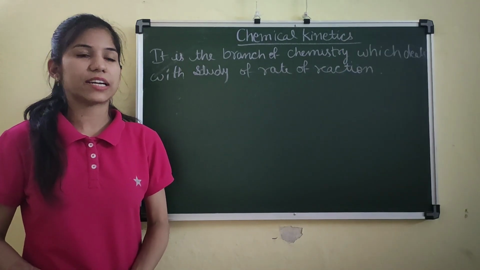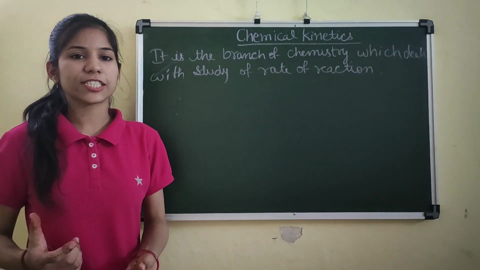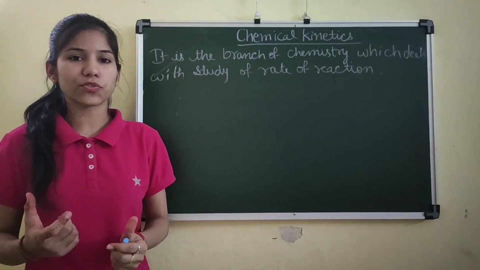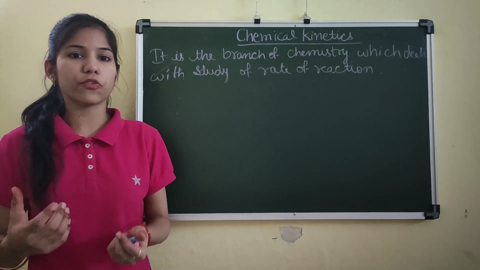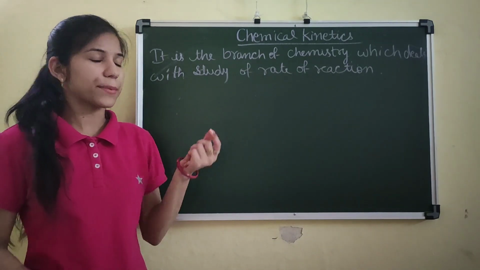In this video, we are learning chemical kinetics. So, what is chemical kinetics? It is the branch of chemistry which deals with the rate of chemical reaction or speed of a reaction. These are called chemical kinetics.